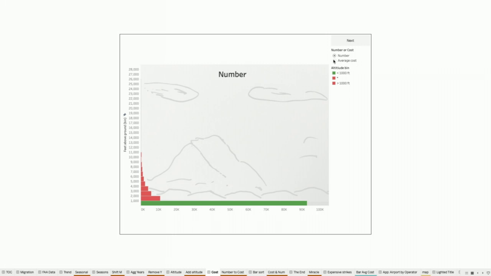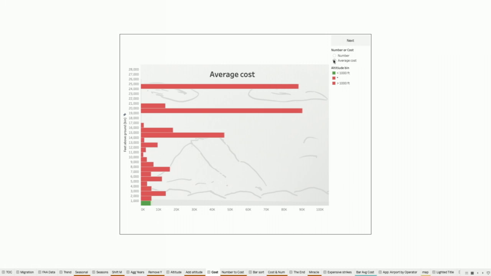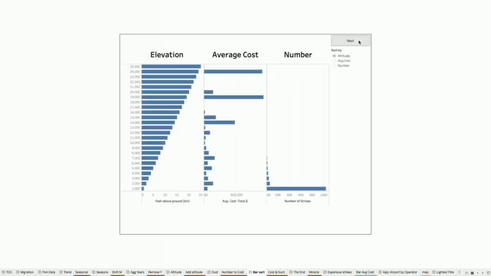But this is why you should care about migration with respect to bird strikes. If I switch from the number of strikes to the cost, you can see that the average cost at altitude is much more significant than the average cost down at the ground. That is a reason why migration is important with respect to bird strikes. So I've now introduced multiple measures into this story. We can actually look at how they relate to each other.